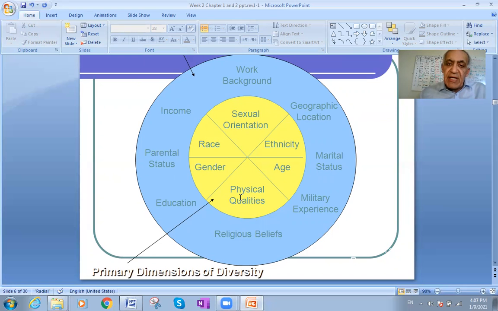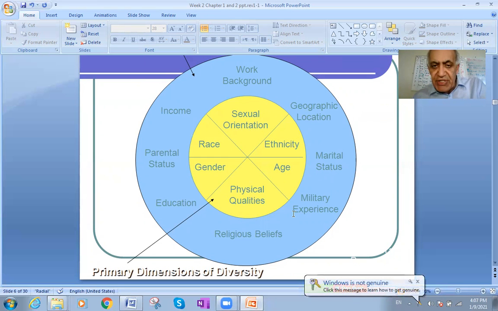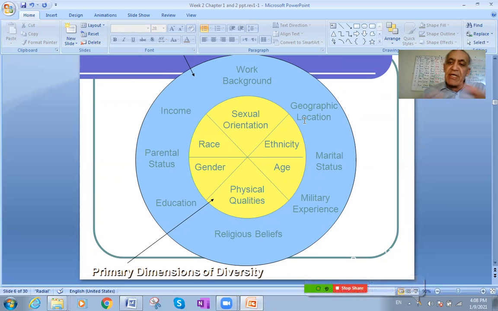But the secondary, like the ones in the outer frame in the blue, those all we can change. We can alter them. We can impact them. We can change them. Like the work background, income, parental status, education, religious beliefs, military experience, marital status, geographic locations. Those all we can change.